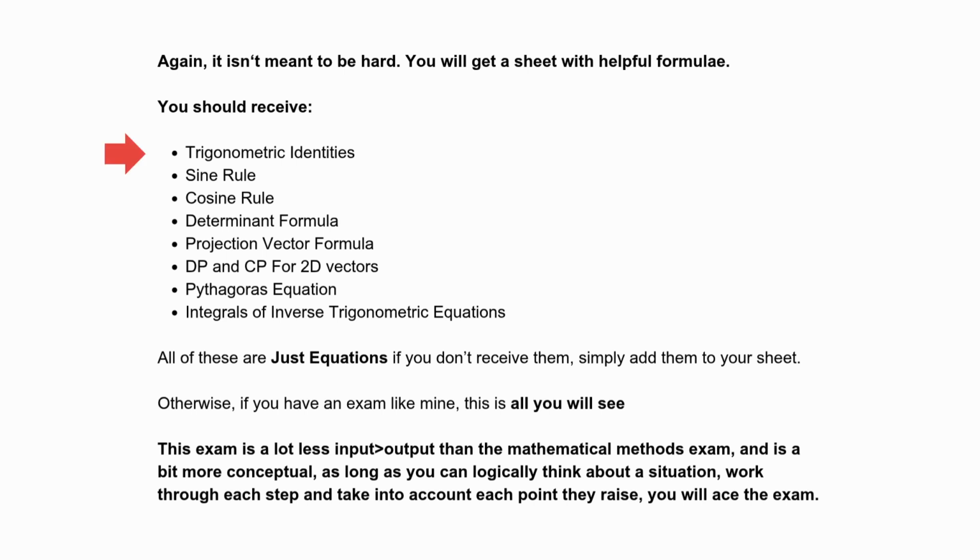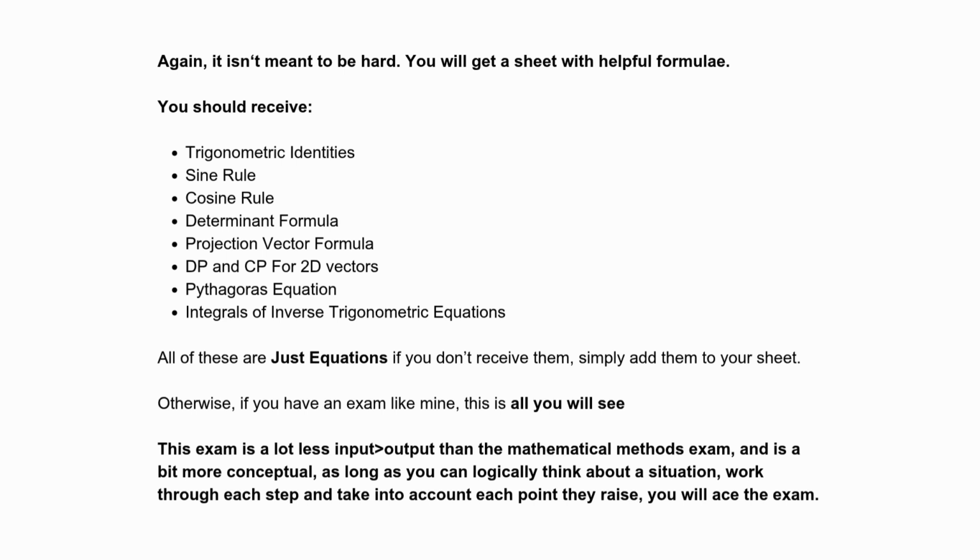So the trigonometric identities are important, the sum to product formulas, all that kind of stuff. They're good to know. Sine rule, cosine rule, the formula to find the determinant of a matrix, projection vector formula, dot product and cross product for 2D vectors if you haven't memorized those already, Pythagoras equation, who doesn't know the Pythagoras equation, integrals and inverse trigonometric equations are also good. And they're just equations. All of these I've just mentioned, there's no conceptual learning to it.